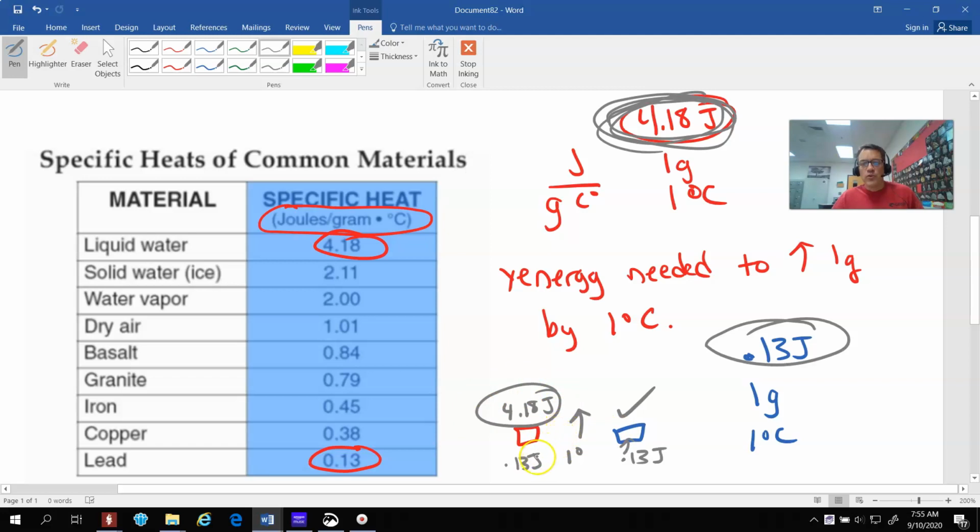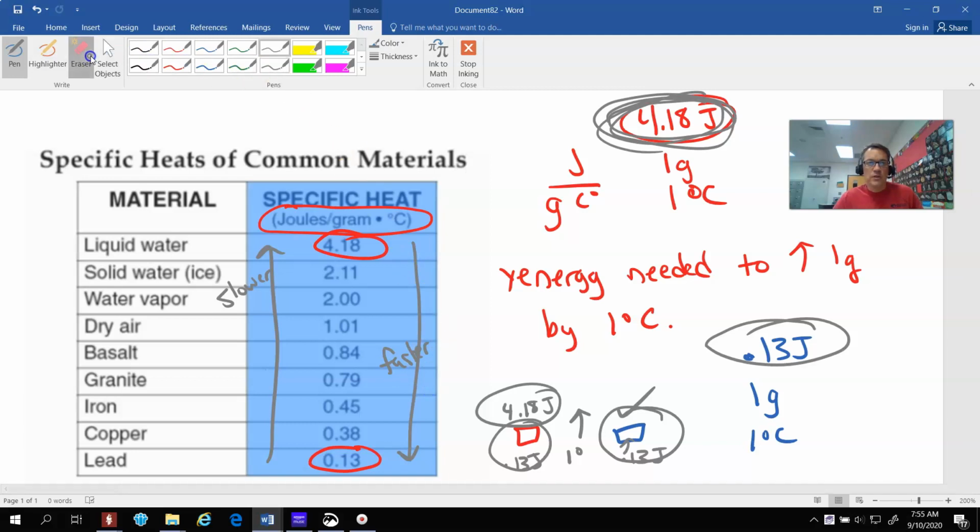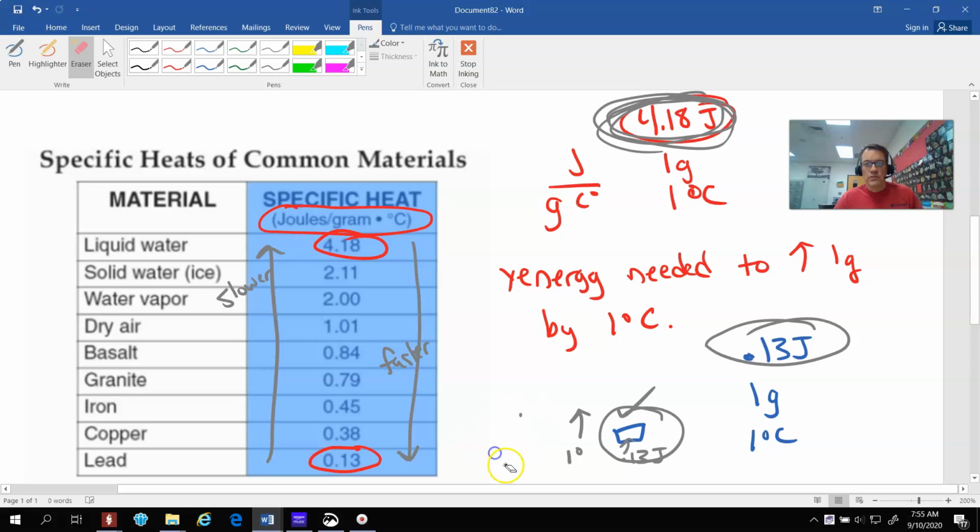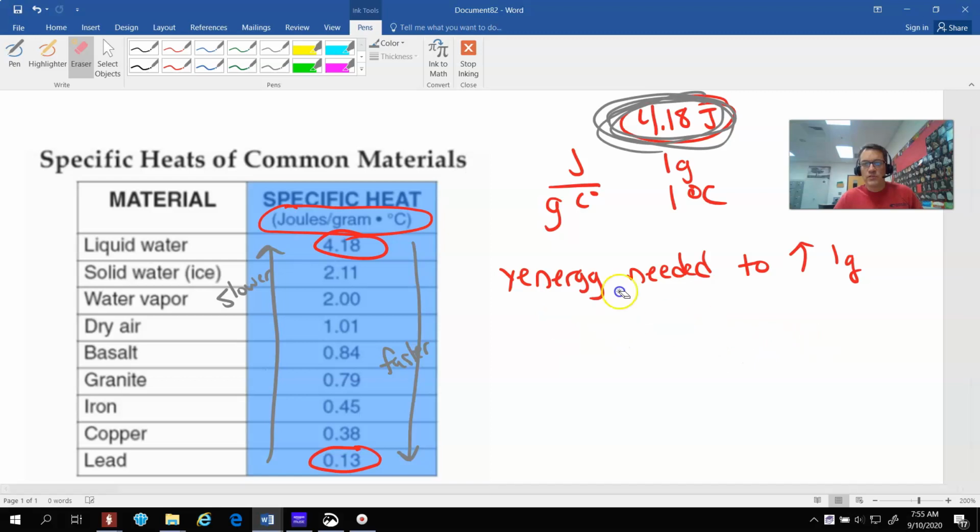So if we add the same amount of energy, this one's temperature is going to go up way faster than this one's going to go up. If we added 0.13 joules, this one's going to go up by 1 degree. This one's not even going to go up by 0.1 degree. So again, what we see is the higher the number is, the slower it's going to be to heat. The smaller the number is, the faster it's going to be able to change its temperature. So again, we can compare numbers to get an idea of whether something's heating up quickly or slowly.